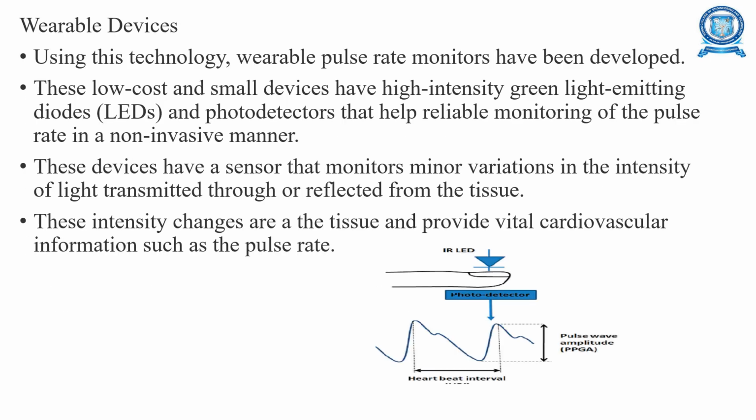Next is the wearable device. Using this technology, wearable pulse rate monitors have been developed. Here it uses green light emitting diodes, and photodetectors help in reliable monitoring of pulse rate. These intensity changes in the tissues provide vital cardiovascular information such as the pulse rate. Here you can see the diagram: an IR LED, we place the finger, and a photodetector is used to detect the signals and heartbeat interval. So we will get the pulse waveform.